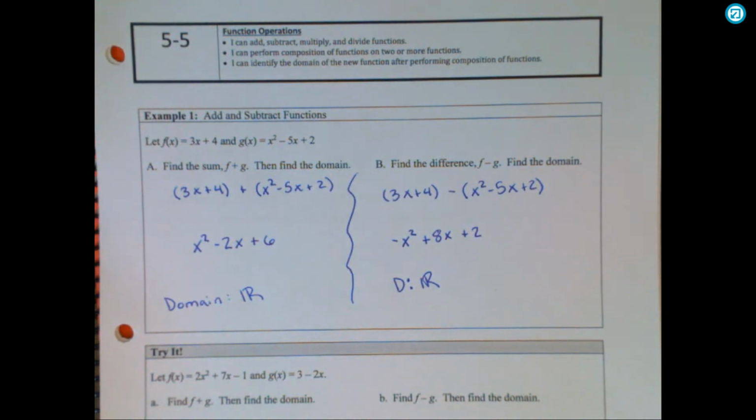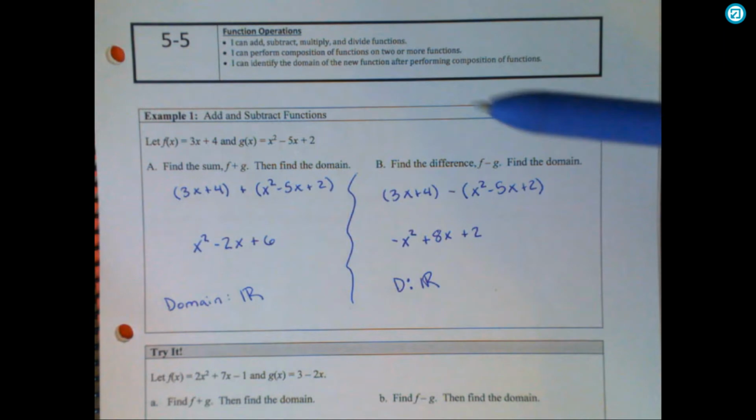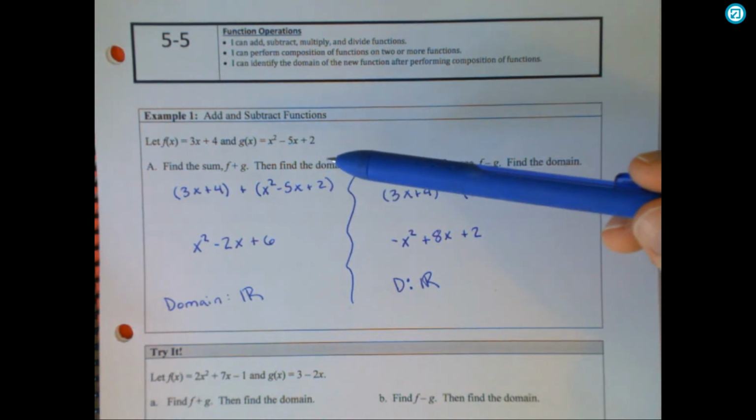All right, so 5.5 deals with function operations, and pretty much all you're doing here is taking two different polynomials and either adding, subtracting, multiplying, or dividing them. Looking at example 1, we're looking at adding and subtracting. 1a, they want you to find the sum of f and g.